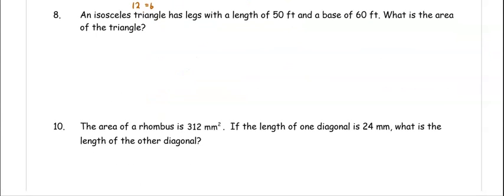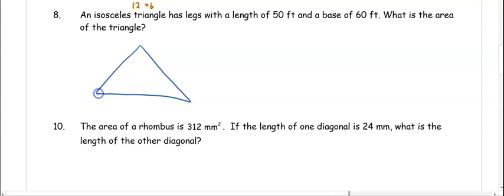In number 8, an isosceles triangle has legs with a length of 50 feet and a base of 60 feet. What is the area of the triangle? So in an isosceles triangle, we have 2 legs that are congruent at 50 and 50, and we have a base of 60. When we draw in the height, we split into 30 and 30.